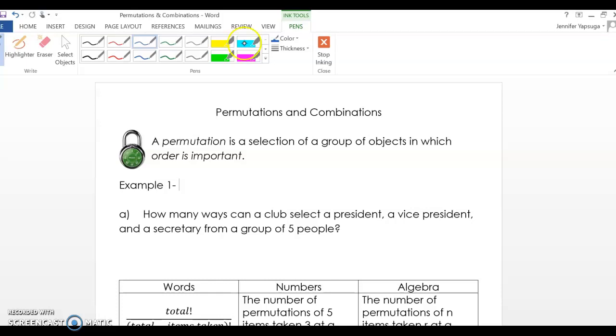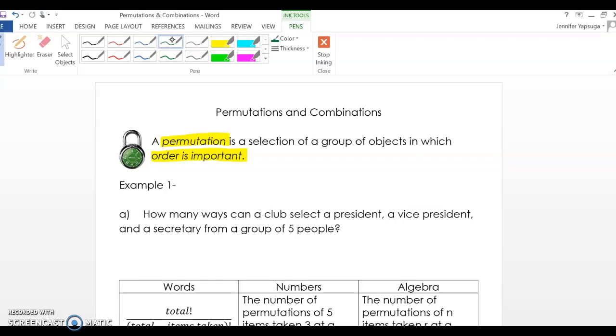with permutation. So I'm going to take my highlighting tool here. I'm just going to highlight: a permutation is a selection of a group of objects in which the order is important. And so I put a picture of a lock next to this definition because when I want you to think of permutation, I want you to think about why the order is important.